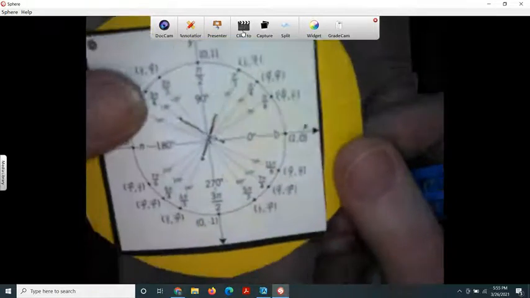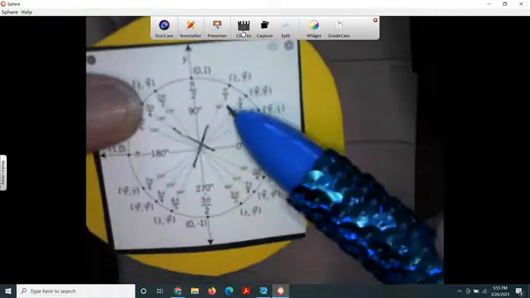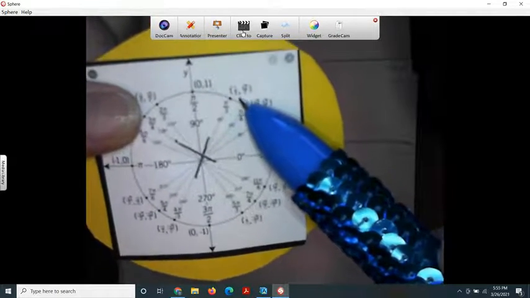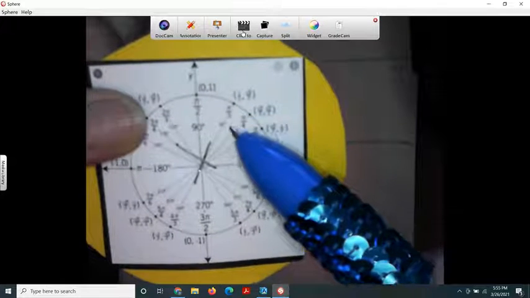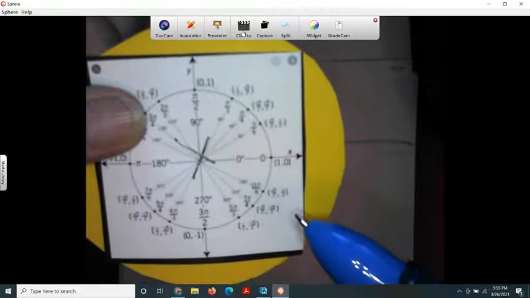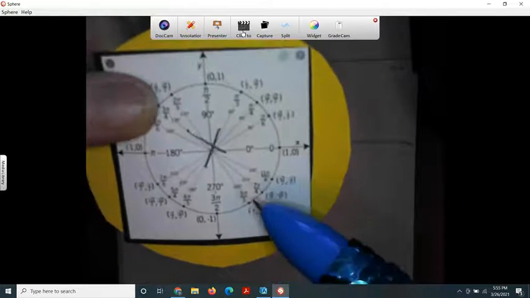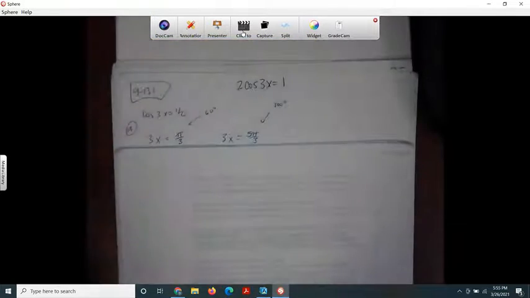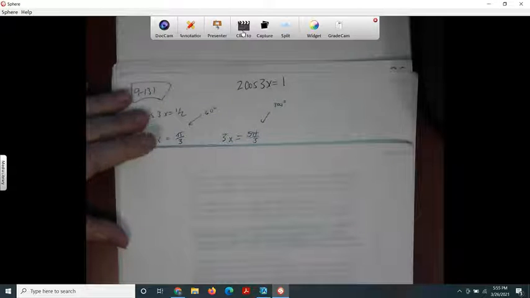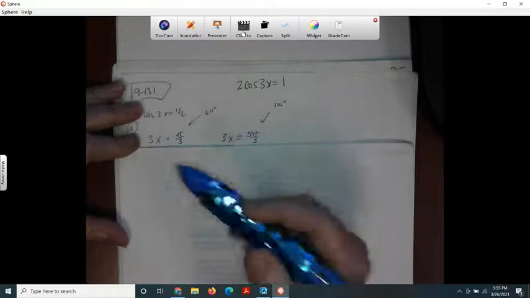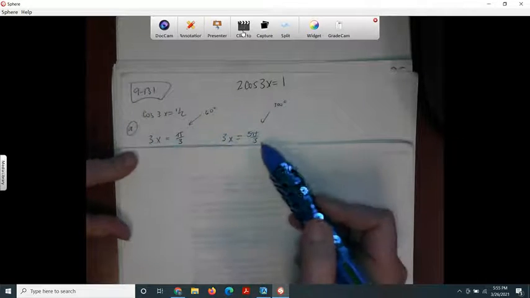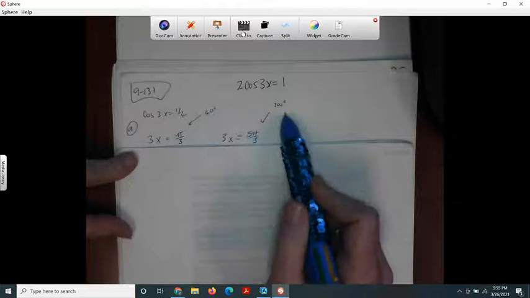This is a tiny unit circle. Find the angle where cosine's a half. So cosine is a half right here at pi over 3, which is 60 degrees. And it's also a half down here at 5 pi over 3, which is 300 degrees. So you can use a unit circle for that. So that's why I wrote pi over 3 and 5 pi over 3, 60 degrees and 300 degrees.